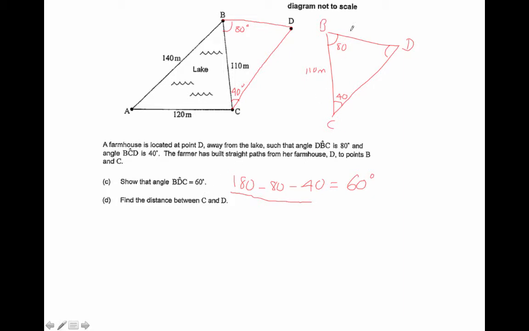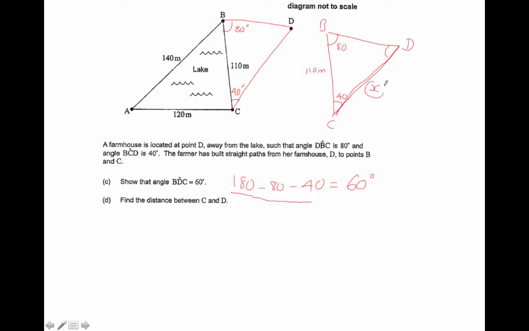Part D, find the distance between C and D, this part here. Again, is there a right angle? No, none of them are 90. Please do not use SOHCAHTOA or Pythagoras or a half base times sine. Do we have pairs? So we're trying to find this length here.